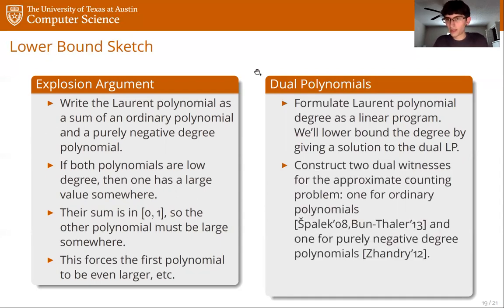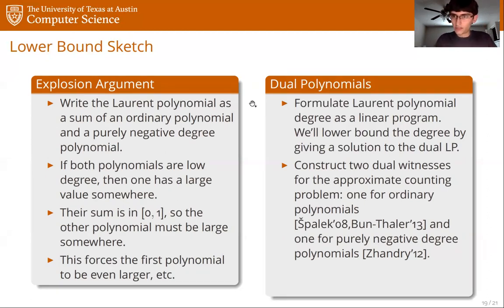The way we do that is by looking at two related linear programs. One is related to ordinary polynomial degree, and the other is related to the purely negative degree polynomials. So in both of these cases, we're analyzing these Laurent polynomials by breaking them up into a positive degree and negative degree part.